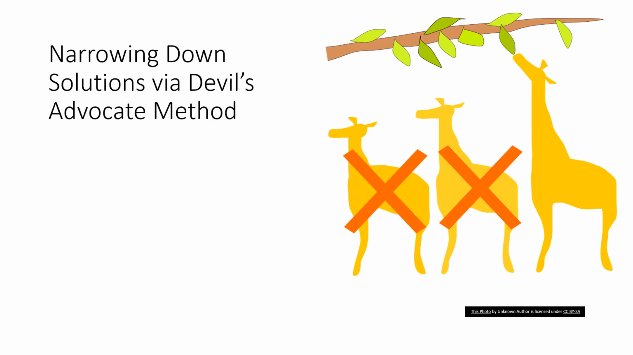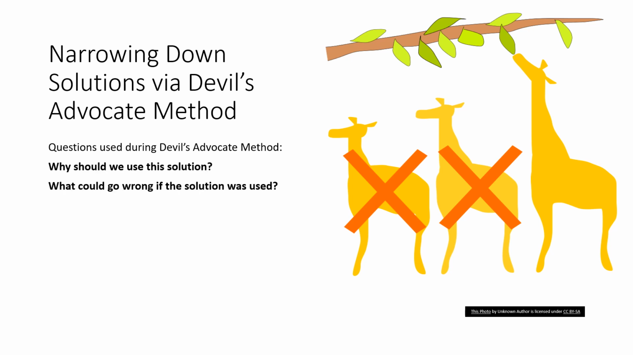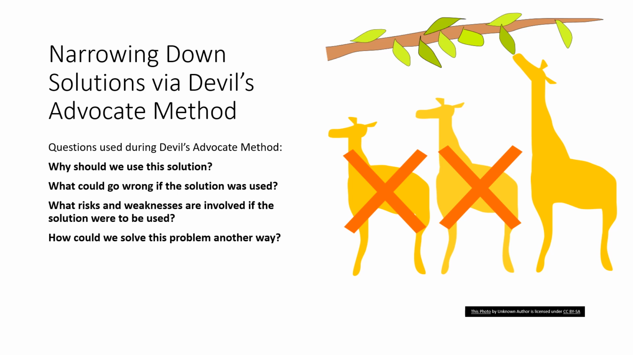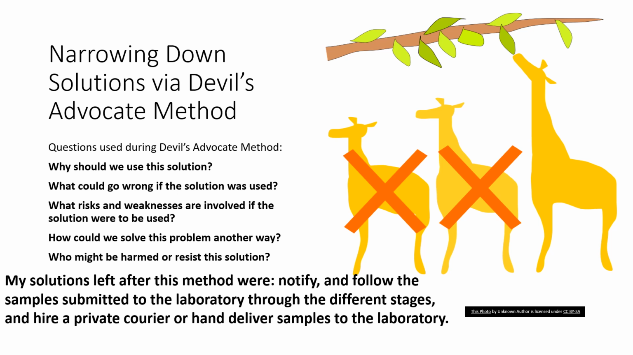I then narrowed down my solutions further by using the devil's advocate method. Questions used during the devil's advocate method: Why should we use this solution? What could go wrong if this solution was used? What risks and weaknesses are involved if the solution were to be used? How could we solve this problem another way? Who might be harmed or resist the solution? And my solutions left after this method were to notify and follow the samples submitted to the laboratory through the different stages, and hire a private courier or hand deliver samples to the laboratory.